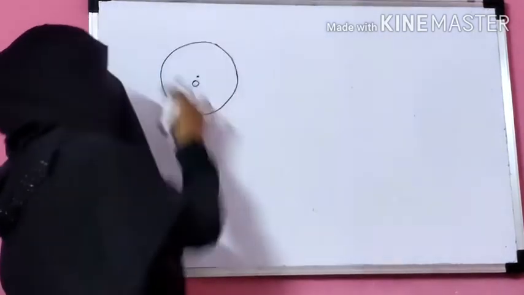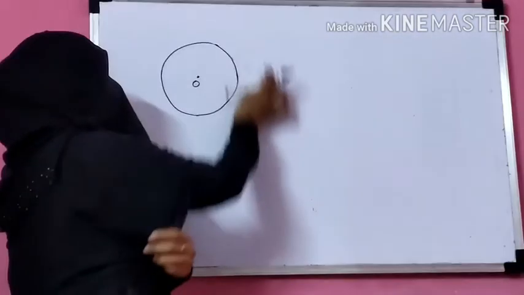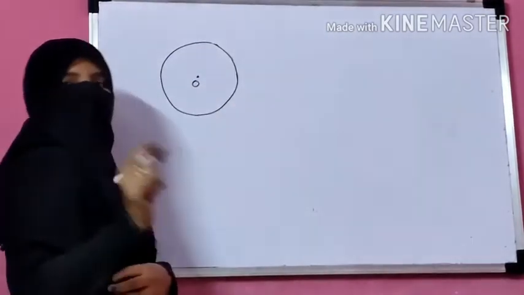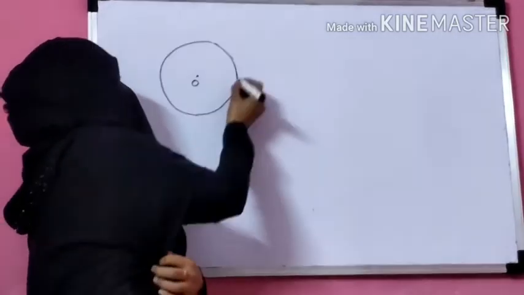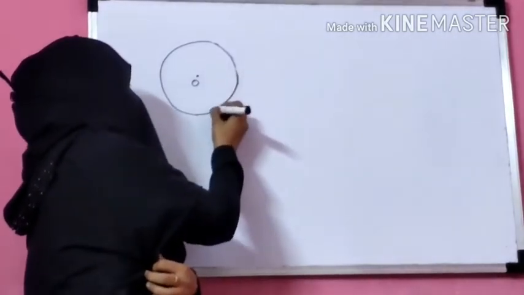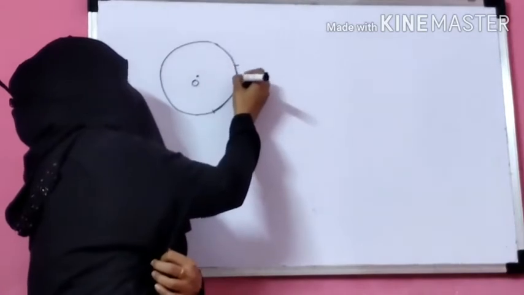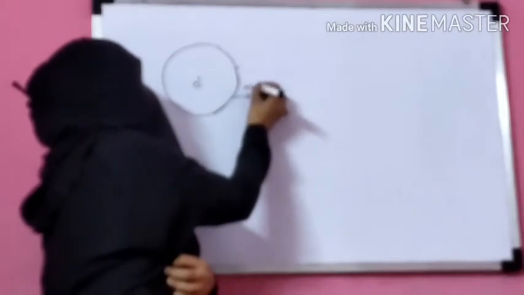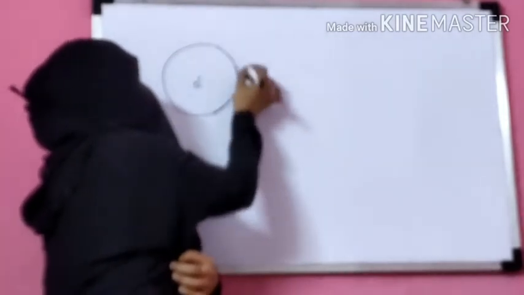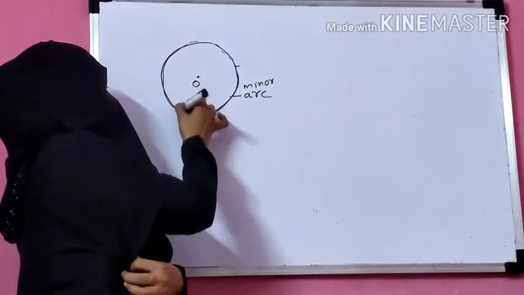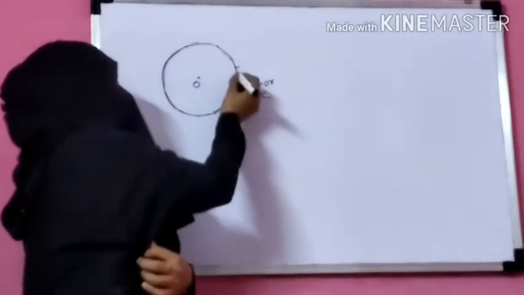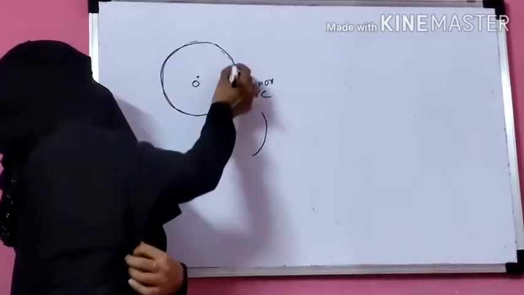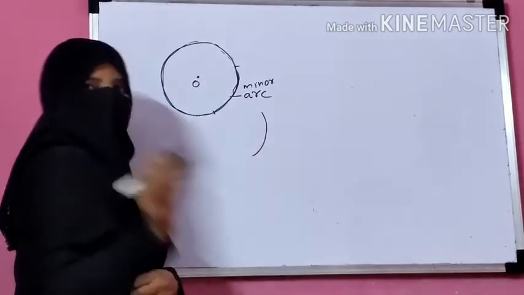You know that this is a circle and the boundary of the circle is called its circumference. If we cut a part of the circumference, then that part of the circumference is called its arc. So this is the minor arc, and this is the major arc. The part of the circumference of a circle is called its arc. This is your minor arc, and the whole remaining part is your major arc.